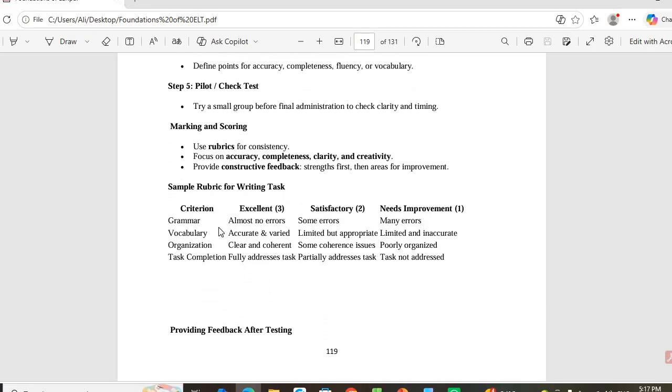Criterion: grammar. Almost no errors, some errors, many errors. Vocabulary: accurate and varied, limited but appropriate, limited and inaccurate. Organization: clear and coherent, some coherence issues, poorly organized. Ratings: excellent, satisfactory, needs improvement. Task completion: fully addresses task, this is excellent. Partially addresses task, this is satisfactory. Task not addressed, this needs to be improved.